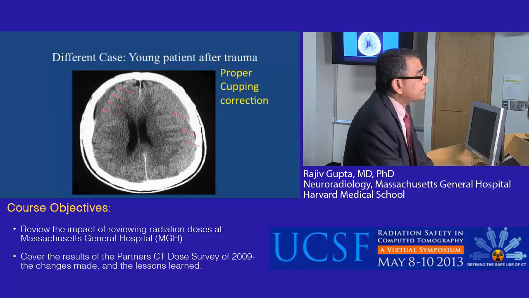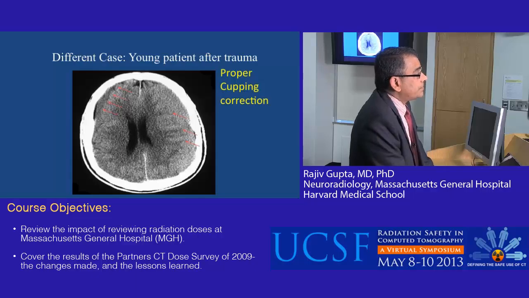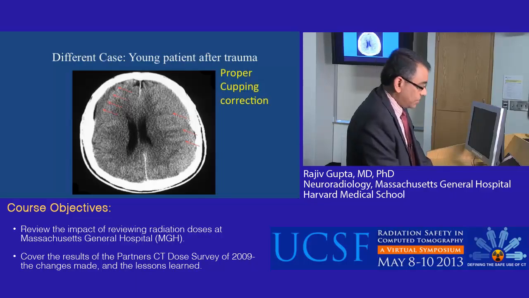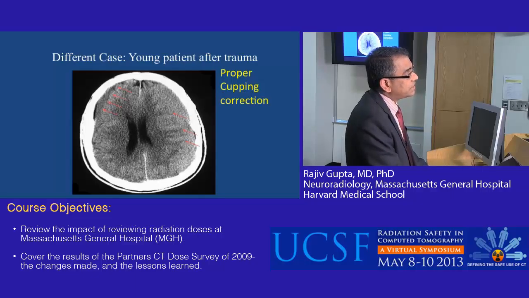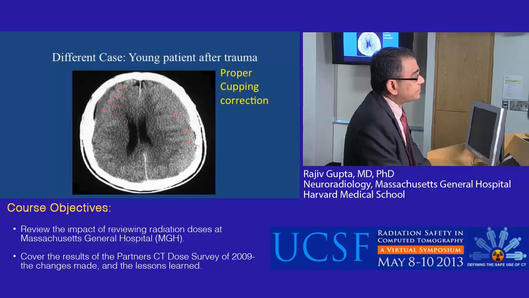Here's another case, a different patient after trauma, and you can see that there is a subdural hemorrhage on the right-hand side, but there's a much larger subdural on the left-hand side. The subdurals are marked by these red arrows. You can see that there's a midline shift to the right-hand side. What we need here in order to diagnose this is proper Hounsfield calibration as well as very good cupping correction underneath the calvarium. If there were cupping artifacts, it could be possible to miss a small subdural because of that.